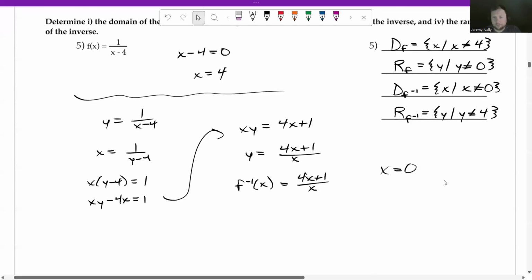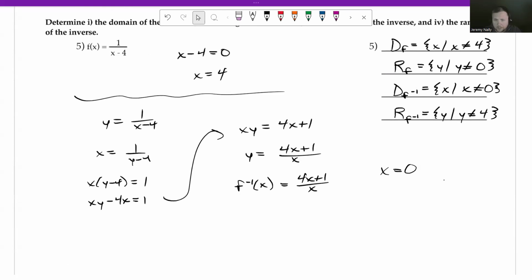And then just a quick note. We have these relationships, and if you do write them in interval notation, it does simplify things a bit. And we can just write it like that.